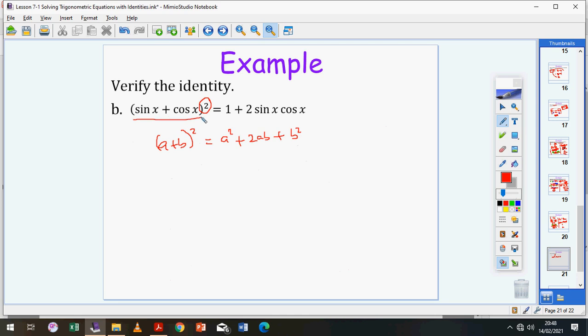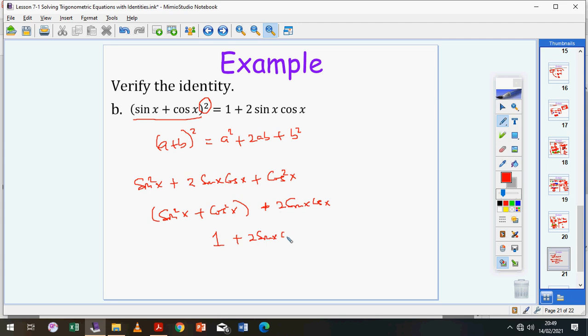Sine x plus cosine x, close bracket, squared is going to become sine squared x, because sine is a, plus 2 sine x cosine x plus cosine squared x. If I rearrange it, it becomes sine squared x plus cosine squared x, plus 2 sine x cosine x. I'm grouping that because I know that it's equal to something, i.e. it's equal to 1. So this is equal to 1 plus 2 sine x cosine x. Now that is what they asked me to verify, and I've done that.